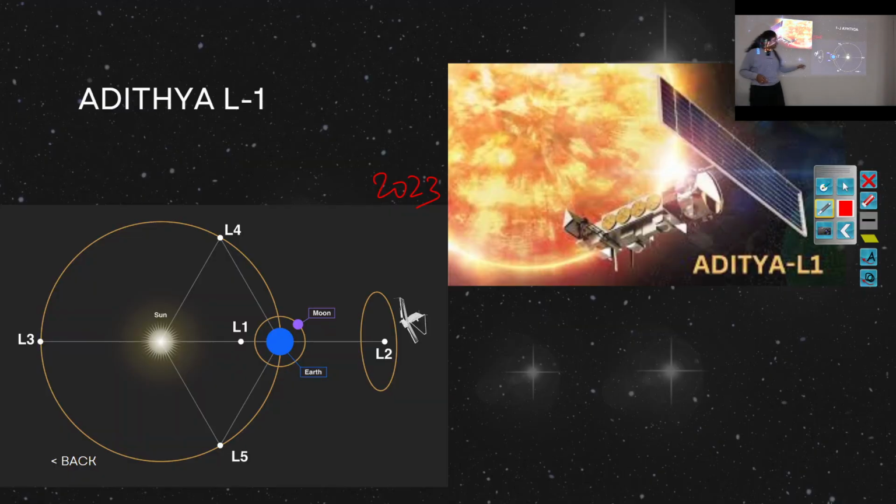L1 is in between the sun and the earth and it will give an uninterrupted view of the sun. Okay. So that is why they chose Lagrange point L1. And Lagrange point L2 is behind the earth. The James Webb Space Telescope, I told you, that NASA launched, it is at L2.